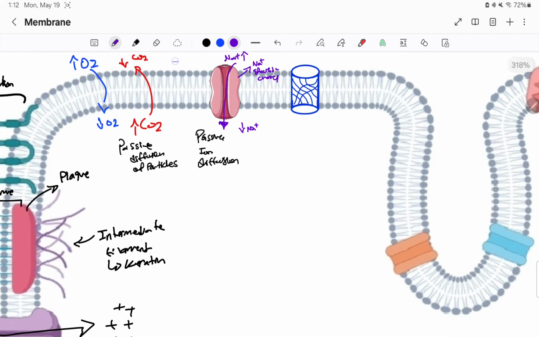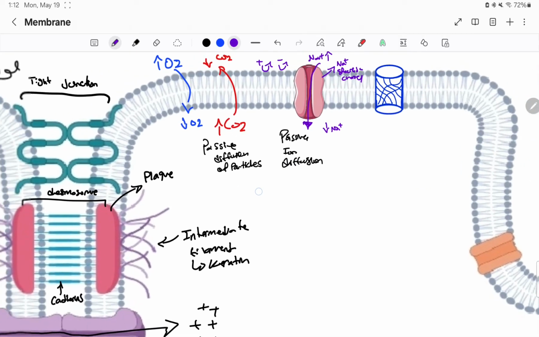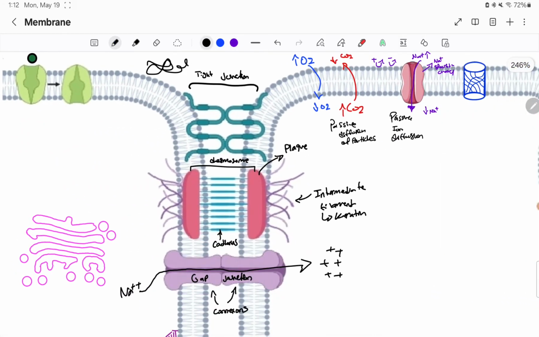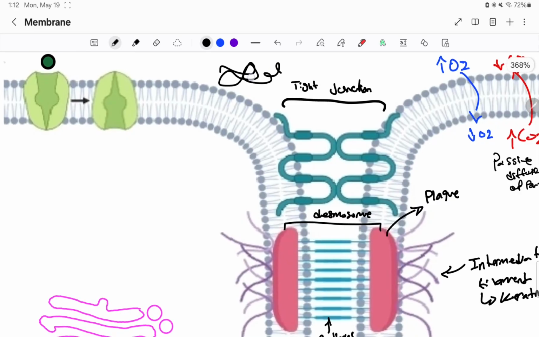And once again, why does it need a channel? It's because positively or negatively charged substances cannot cross the plasma membrane, okay? All right. The other thing we talked about was facilitated diffusion.